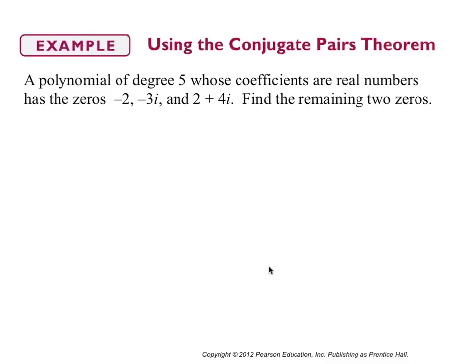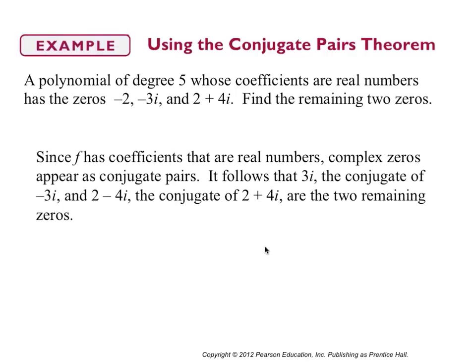Okay, let's review this. This is the conjugate pairs theorem. Let's say we have a polynomial of degree 5 whose coefficients are real numbers. And so far we have 3 of the zeros: negative 2, negative 3i, and 2 plus 4i. Let's say we want to find the remaining 2 zeros. As long as you remember the conjugate pairs theorem, this is a very easy problem.